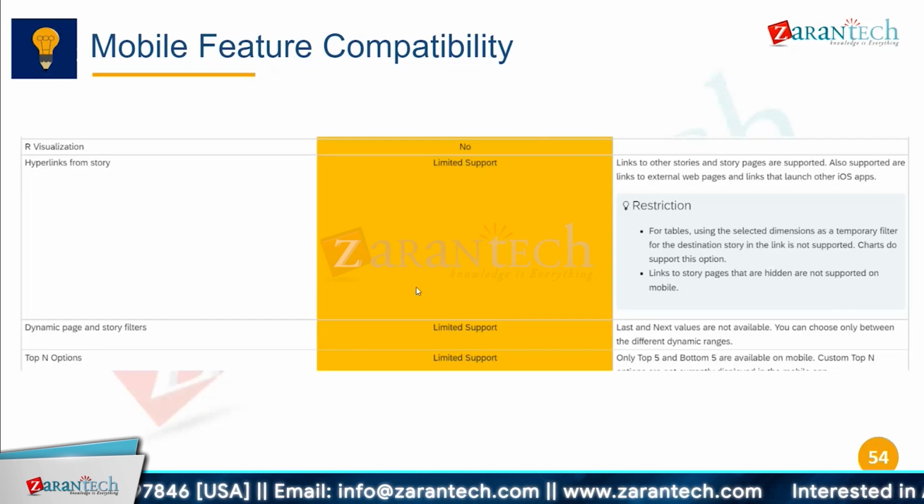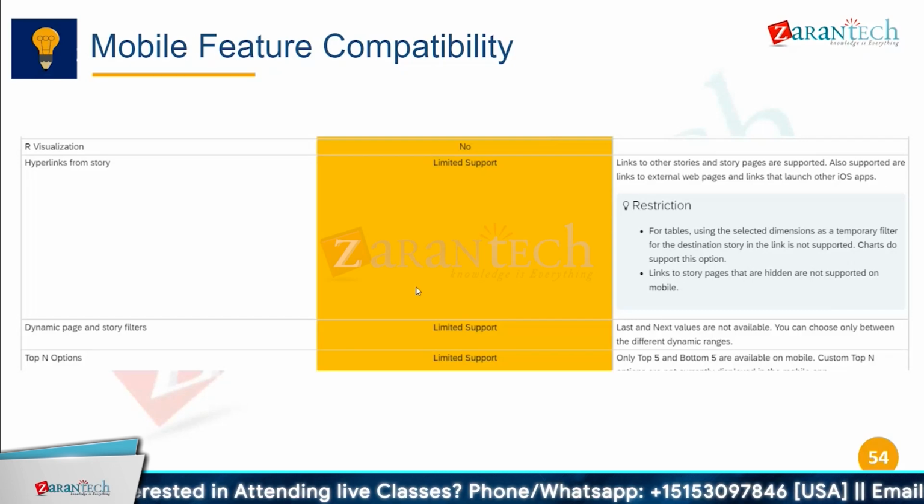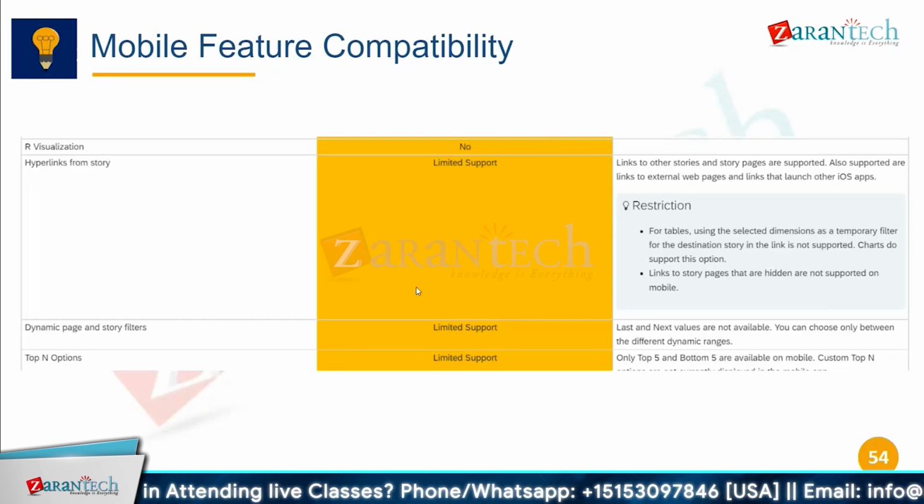So in case you want to navigate from the table to another story, when you click some value in the table, the system should launch a URL and go to the next story. Such scenarios are not supported as of now. Then links to story pages that are hidden are not supported. So basically, if you have story pages that are hidden and you add a hyperlink to show the story page, then such scenarios are not supported in mobile.